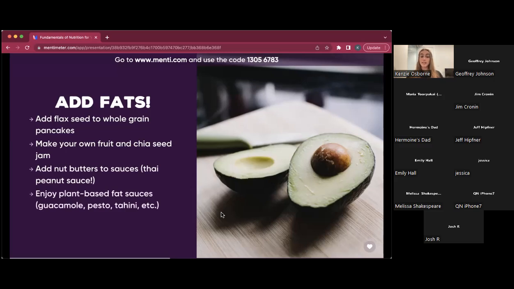Enjoy other plant-based sauces, so guacamole, if you like pesto, tahini. And if you're feeling really adventurous, or if your athletes are feeling really adventurous, try some avocado chocolate pudding, or as was mentioned earlier, those nut butter energy bites, a great way to add in fats for snacks outside of training.